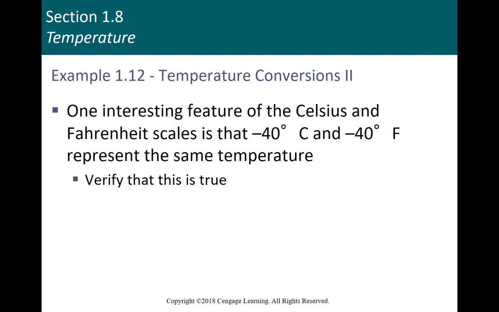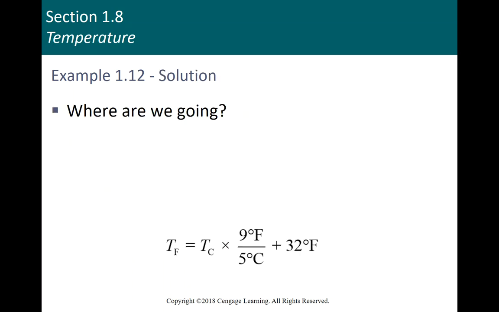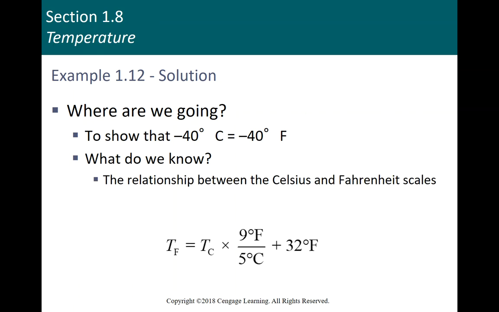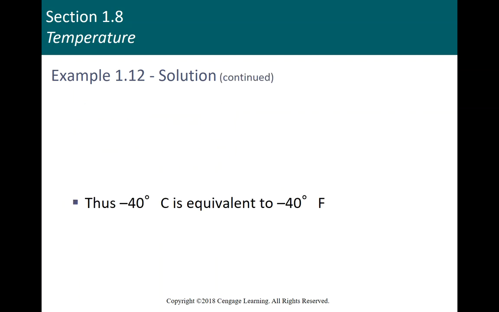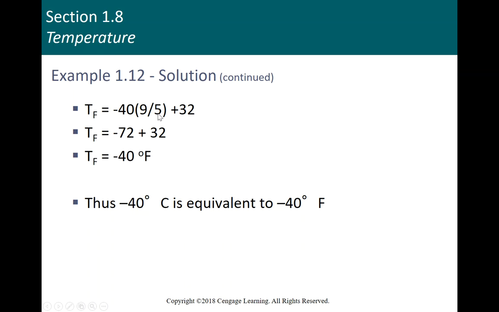One interesting thing about the Celsius and Fahrenheit scales is the fact that negative 40 degrees Celsius is the same as negative 40 degrees Fahrenheit. And so we're going to go through and verify that that is true. So where are we going? We're trying to show that negative 40 degrees Celsius and negative 40 degrees Fahrenheit are equal. What do we know? We know the relationship between the Celsius and Fahrenheit scales, and so we use that formula to get there. This is a Fahrenheit temperature, there's my Celsius temperature. Just plug it into that formula. Take it times 9/5, and then we add 32. And we come up with negative 40 degrees Fahrenheit.